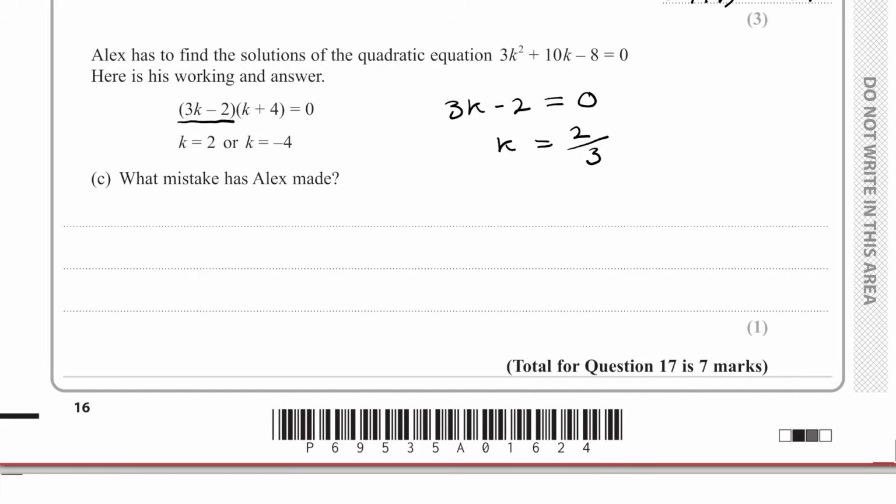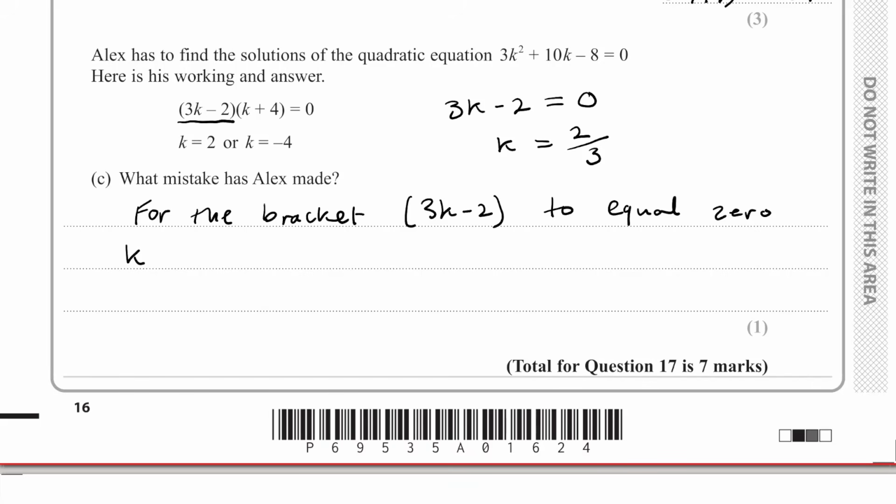So for the bracket 3k minus 2 to equal 0, k should be 2/3.